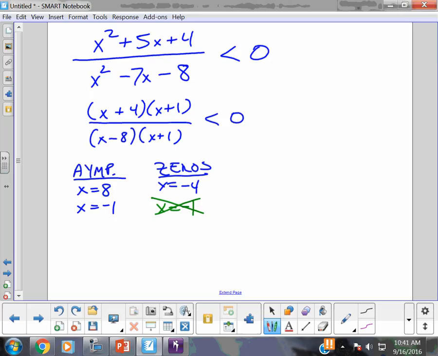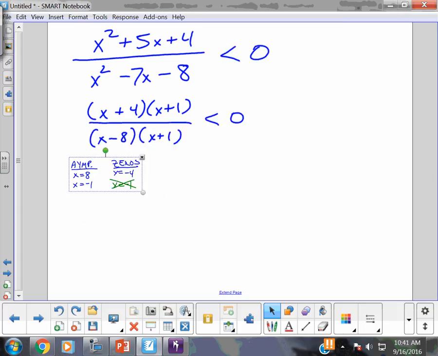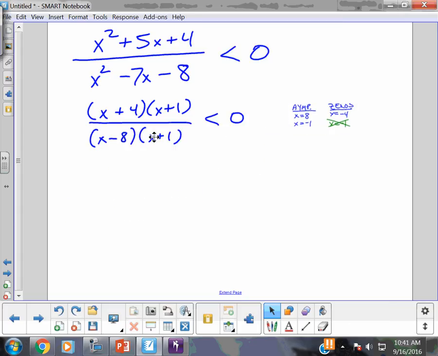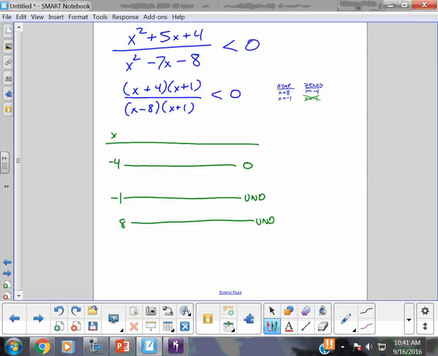So our table this time will have 3 values. It'll have negative 4, negative 1, 8. Our table will have 3 values. And I'm going to do it 2 ways again. On my x value, I said negative 4, line to 0, negative 1, line to undefined, and positive 8, line to undefined. And this is the result.